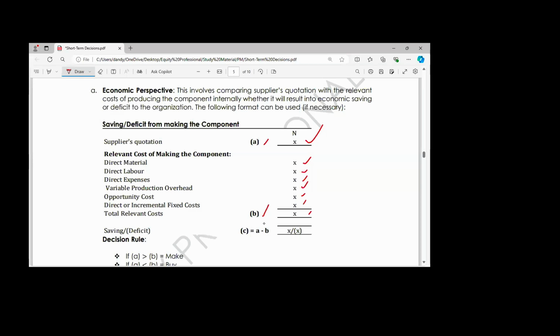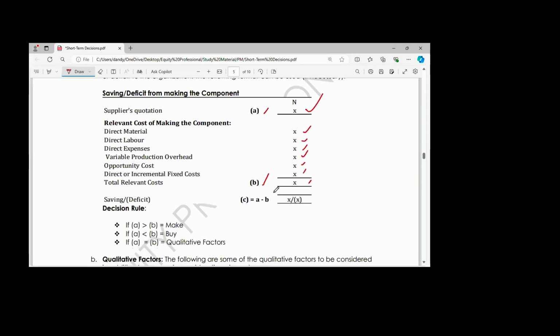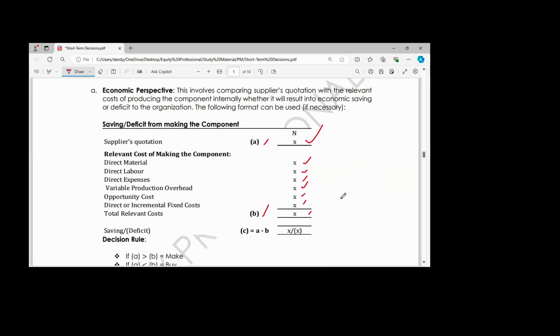So we now move to the decision rule. There are, again, two major decision rules. One is that if the supplier's quotation is greater than the relevant cost of making the component, of course, your decision should be that the company should make the component, because it will be cheaper.